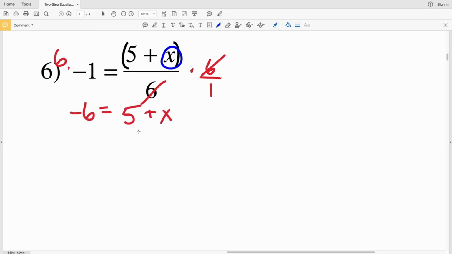So now it's a one-step equation. We're just going to subtract 5 from both sides, and we'll have that negative 11 is equal to x.